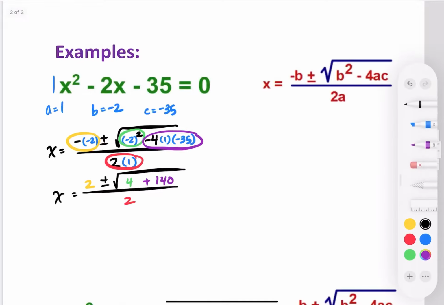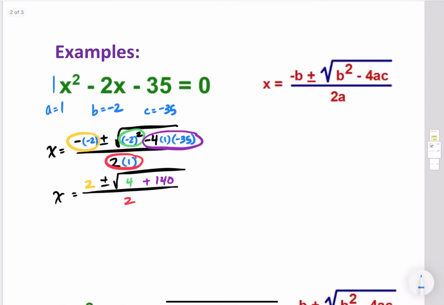We're going to go ahead and take that 4 and that 140 inside this radical. We're just going to add those together. So if I add those together, everything else stays the same. I got 2 plus or minus the square root of, and 4 plus 140 is 144, and all over 2. Okay, it's getting a little bit better.